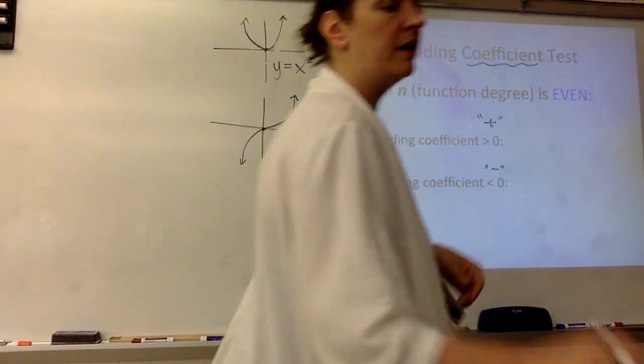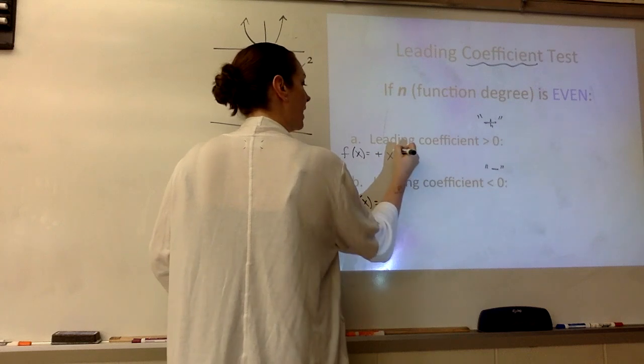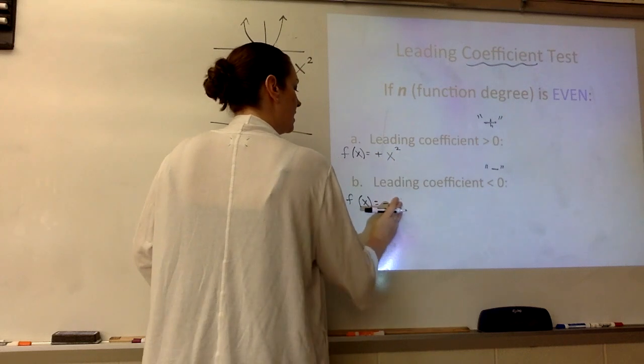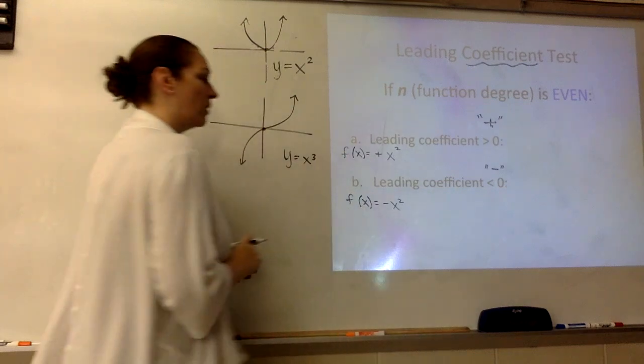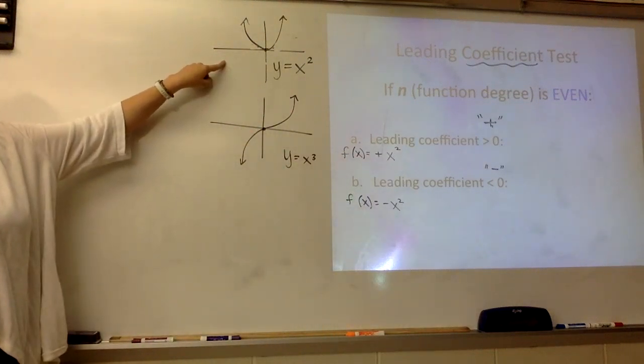Now we can switch over if the degree is even. So now this is going to be positive x squared. This is going to be negative x squared. So notice n went to a positive. We're now going to think about our graph of x squared, the parabola.